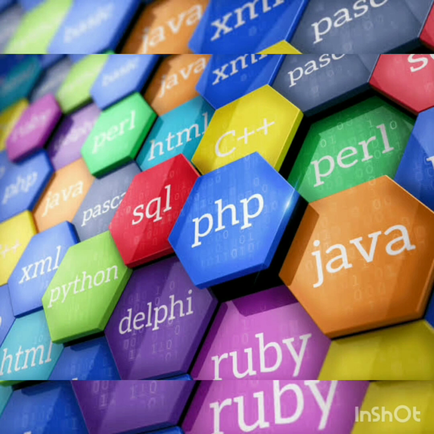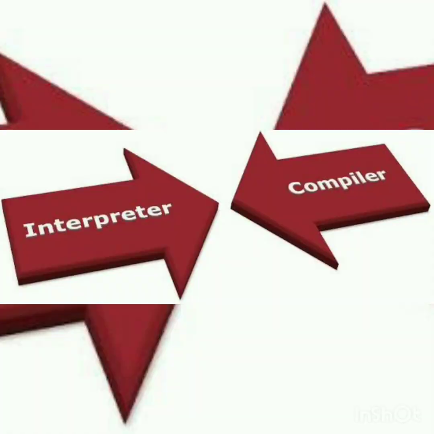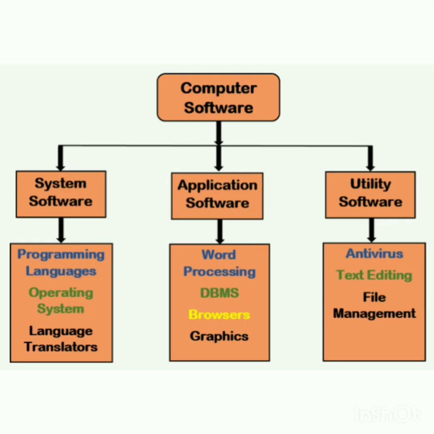And the language translators are again classified into different things: compiler, interpreter, and assembler. But we'll generally be learning only about compilers and interpreters. That I'll explain to you later. So generally, system software helps us to govern the internal functioning of a computer. In that, the operating system is one of the best examples of system software.